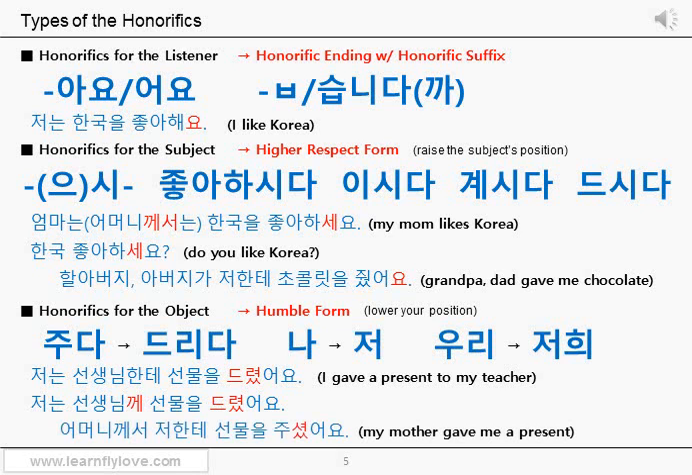Let's see the last example. 어머니께서 저한테 선물을 주셨어요. My mother gave me a present. 어머니 is the subject. 어머니 gave a present to me. 어머니 is the subject and me, 저, is an object. Therefore, you shouldn't use the humble verb 드리다 in this sentence. You rather use the higher respect form 주시다 for the subject 어머니. 주셨어요. Got it? Okay, very good.